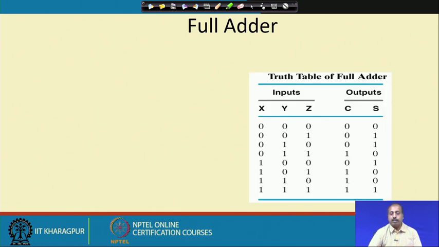The other is the full adder. In the case of the full adder, we have x, y and z as inputs. When 0 0 0 are added, sum is 0 and carry is 0. When 0 0 1, sum is 1 and carry is 0. For 0 1 1, sum is 0 and carry is 1, and when it is 1 1 1, both sum and carry are 1. In this way we have the truth table of the full adder.